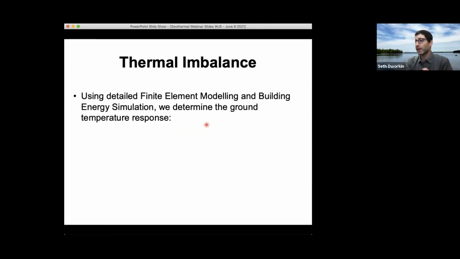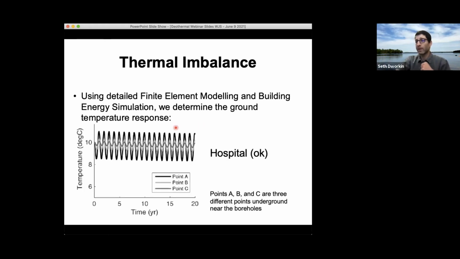So using finite element modeling and building energy simulation, we will model out over 20 years what the ground temperature will be with a proposed design before it's installed. Here we've done that for a proposed design for a hospital. The ground started at 10 degrees. I've got 3 different points in the ground at different distances away from the boreholes. But the point is that the curve is pretty level. It only drops about half a degree over 20 years.